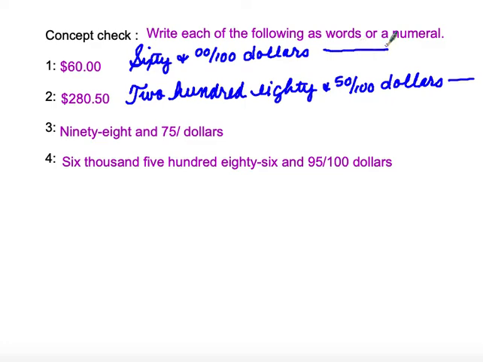All right, so number 3, we're going to convert that to a numeral. So it's 98 and 75, and that should be 75 over 100. So that should be 98 and 75 cents, $98.75. For our last one, it should say 6,586 and 95 out of 100. So $6,586.95 would be our withdrawal. So you have to make sure you can write it both ways.